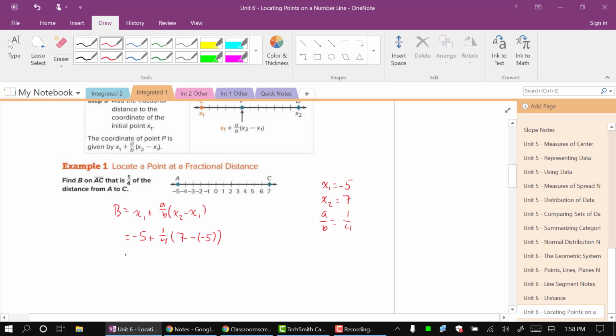Simplify what's inside the parentheses. So this gives me -5 plus 1/4 of 7 minus -5, which becomes 7 plus 5, which is 12. 1/4 of 12 is 3. So -5 plus 3 is -2. So B is at -2. Here's -2, that would be our B. So we plotted the point on our number line.